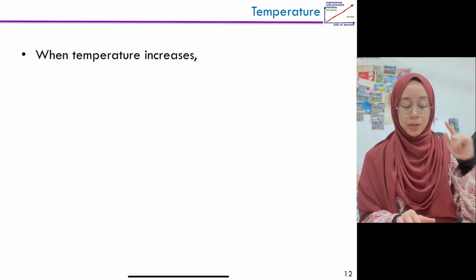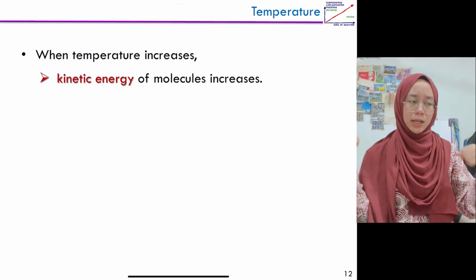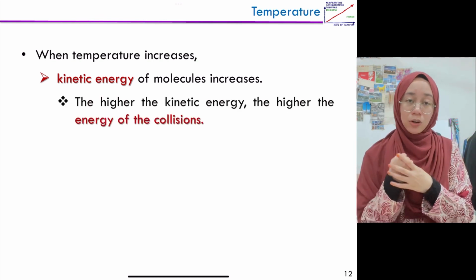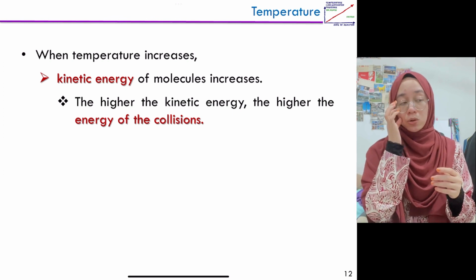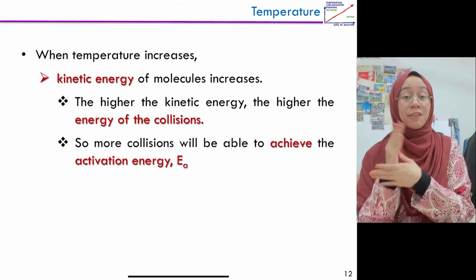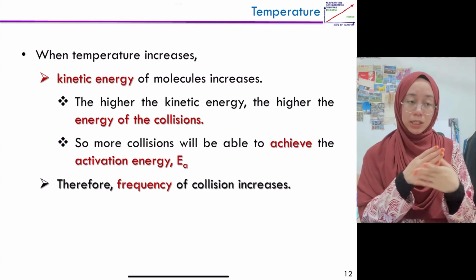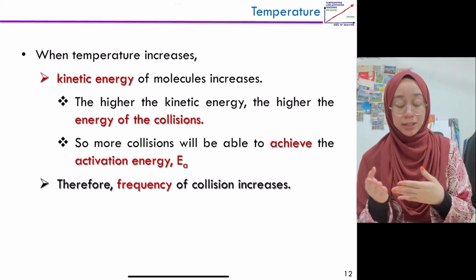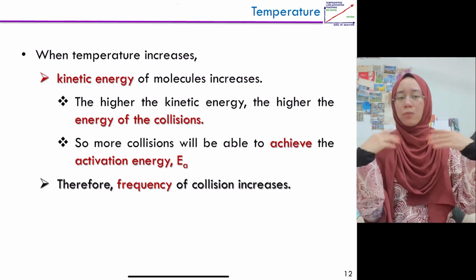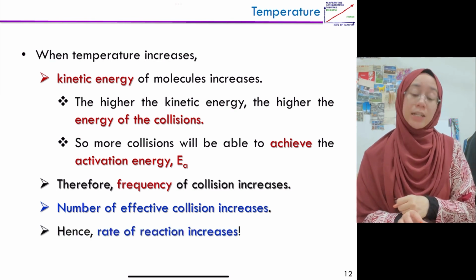So kita revise balik pasal temperature. So when temperature increases, so the kinetic energy of molecules also increases. So bila kinetic energy of molecules increase, what happens next is the energy of collision pun akan increase juga. So bila energy of collision increase, meaning they can overcome the activation energy. Since more collisions boleh overcome the activation energy, therefore frequency of collision pun akan increasing. So more collisions meaning more effective collisions. Hence the rate of reaction will increase.